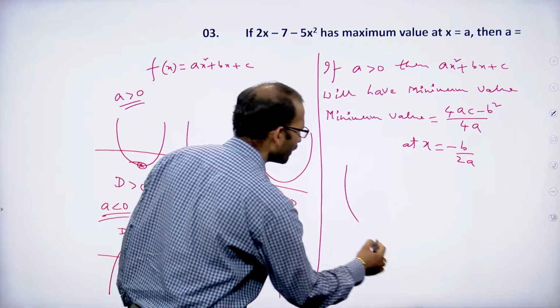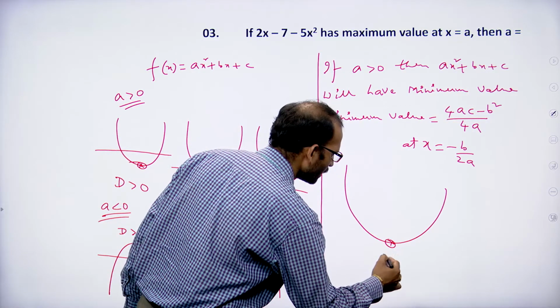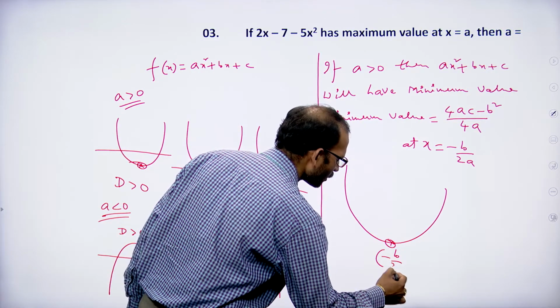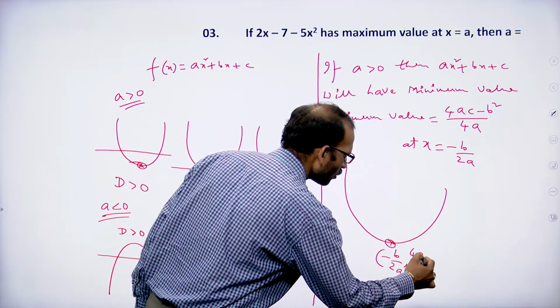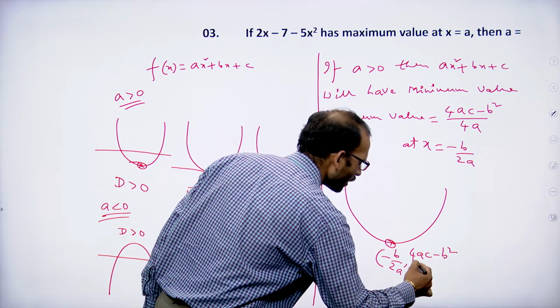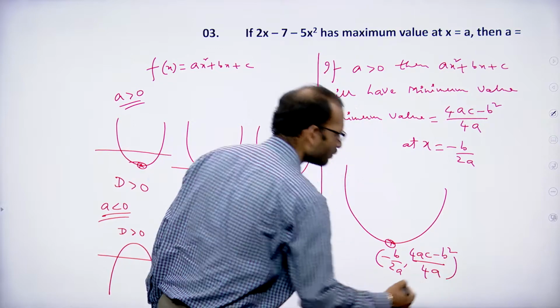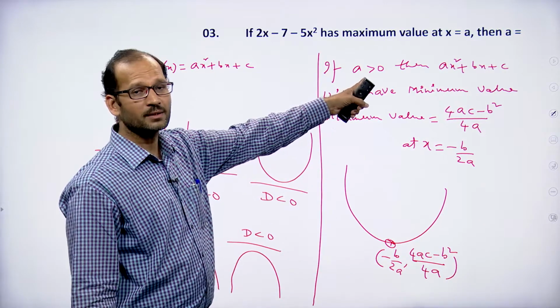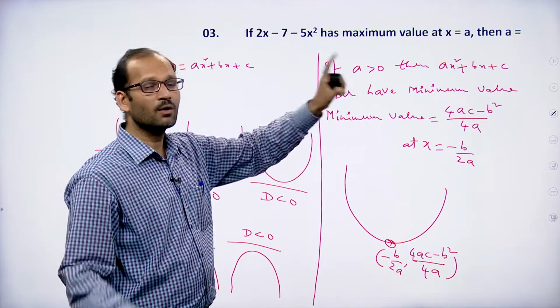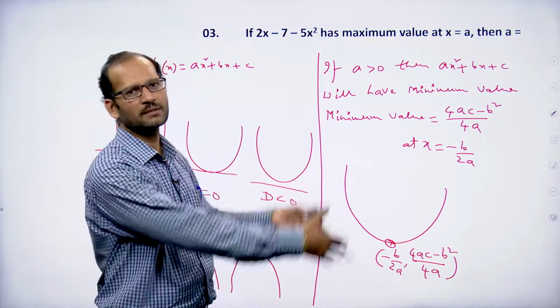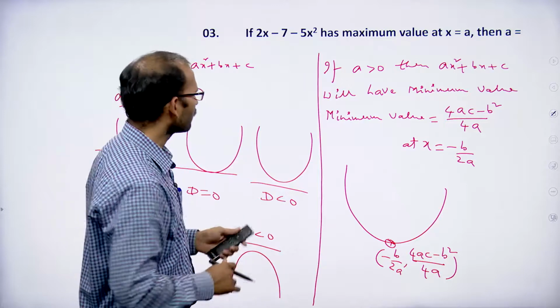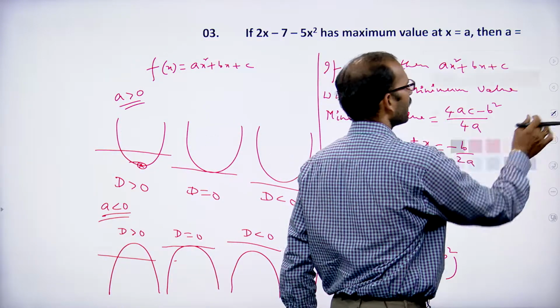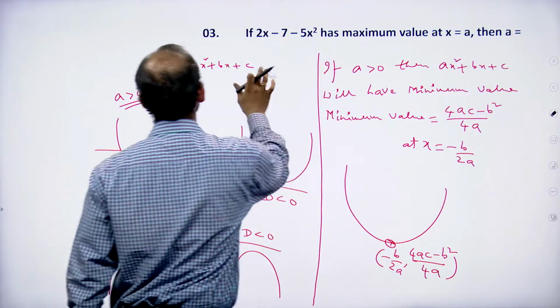That means the graph will be like this. This point is minus b by 2a comma 4ac minus b square by 4a. Okay, because the x square coefficient is greater than 0, the expression will have only a minimum value, we cannot find a maximum value. The maximum value is plus infinity. Is it okay? Right. And what about when a is less than 0?